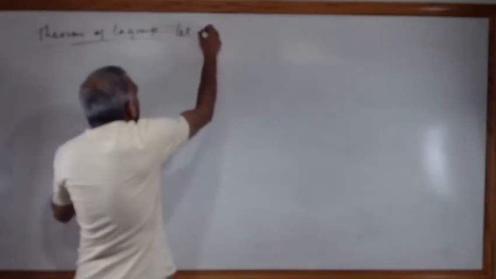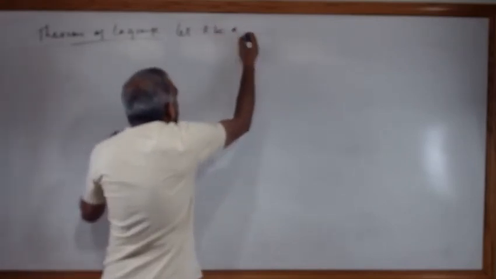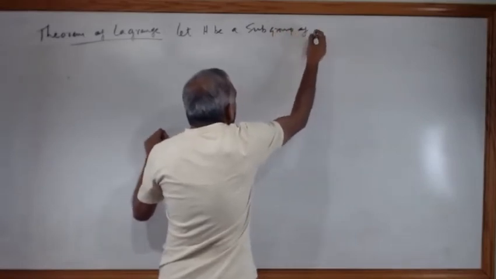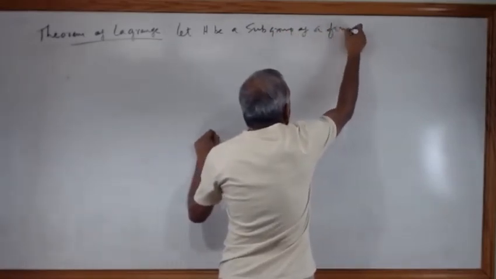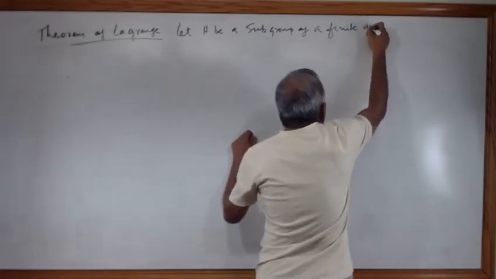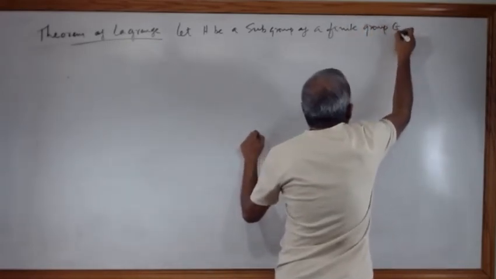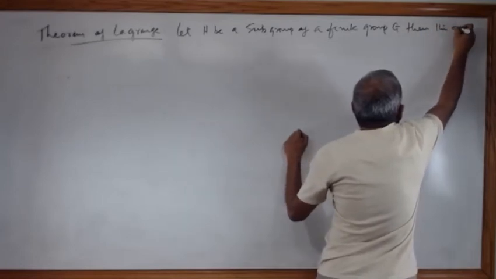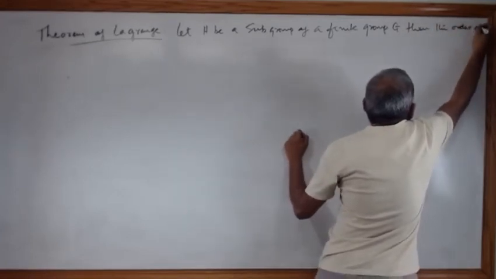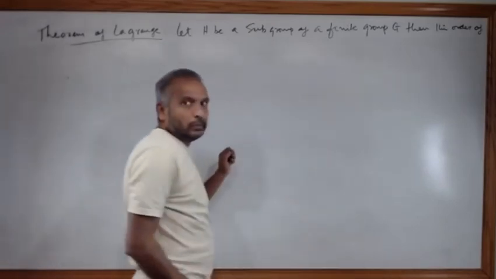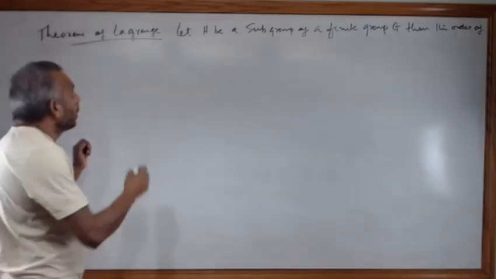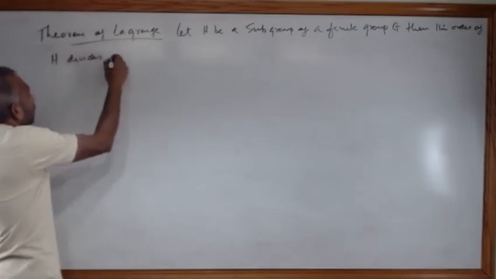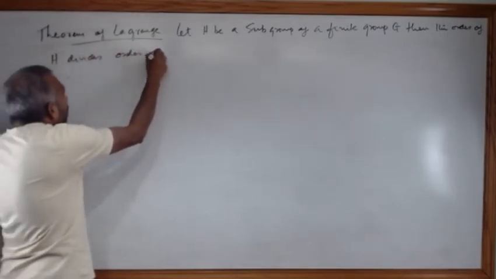Let H be a subgroup of a finite group G, then the order of H divides the order of G.